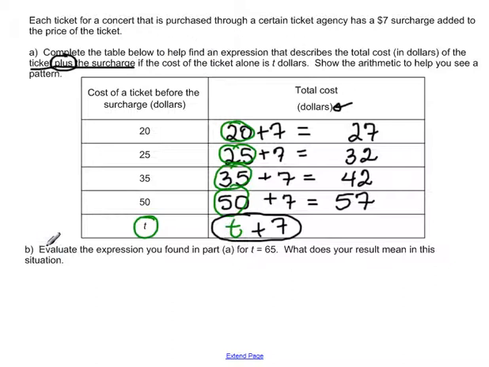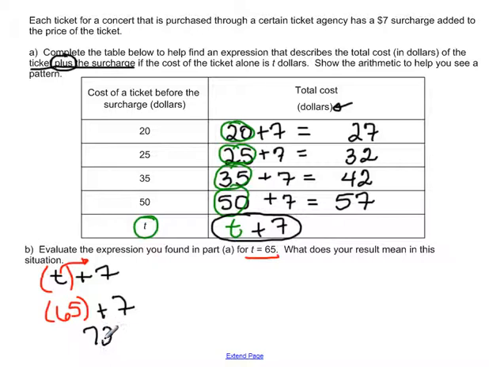So now we're going to do Part B. Evaluate the expression you found in Part A for T equals 65. Well, our expression that we found in Part A was T plus 7. And they want us to evaluate for T equals 65. So let's go ahead and do that. Let's take that T, we're going to slip the T out and we're going to replace it with a 65. And to that 65 we're going to add 7. 65 plus 7 gives us 72.